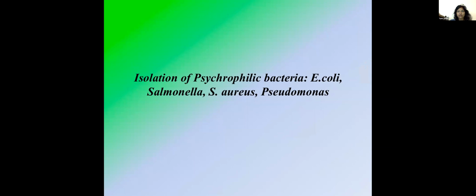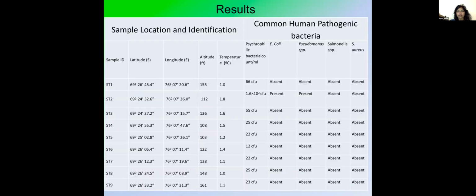Isolation of psychrophilic bacteria, E. coli, Salmonella, and Pseudomonas. In most of the samples, again, all these were absent, but only at the ST2 site, E. coli and Pseudomonas species were present.